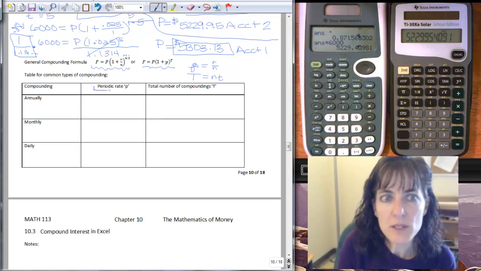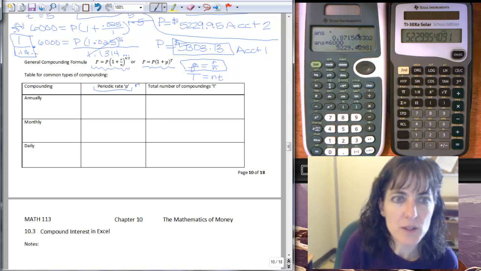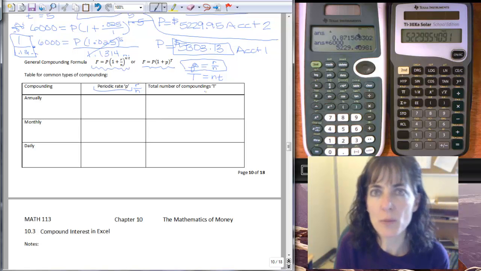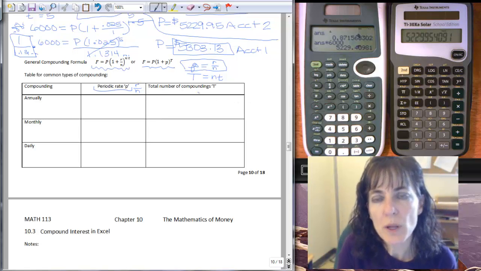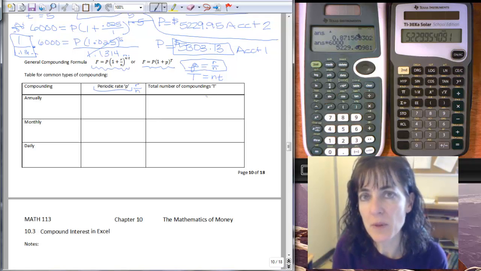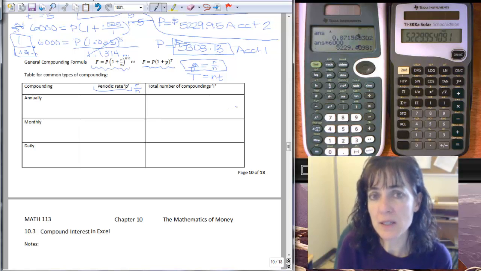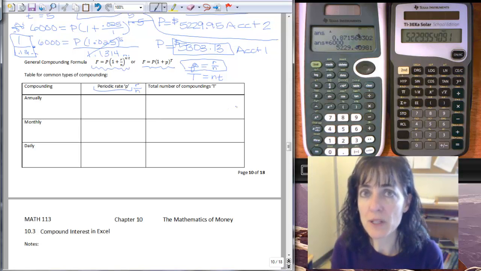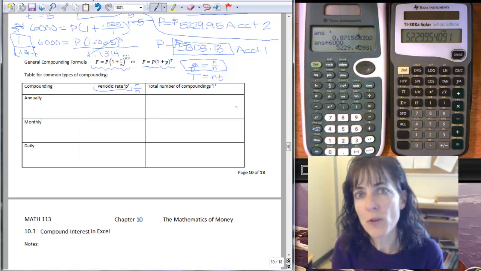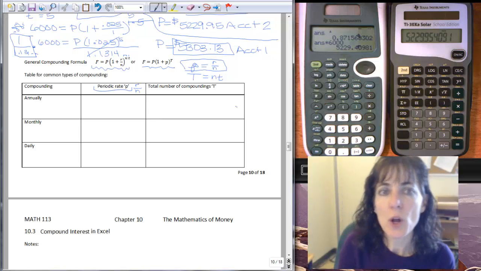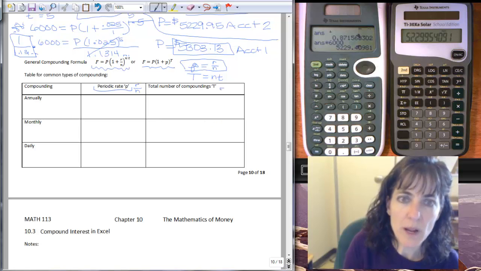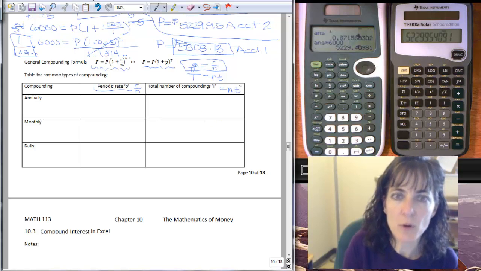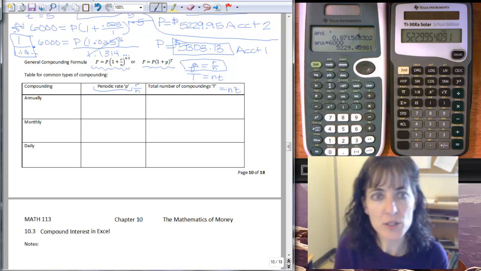The other thing I want you to notice is that the periodic rate is this little p. So that is the periodic rate. So it's R over N. That's what we call the periodic rate. And then the total number of compoundings. So if we're investing something for 36 months, then we know that that is 12 for the number of compoundings because it's monthly, and then 3 for the number of years. So we think about that in both ways. So this one is N times T, number of compoundings times the number of years.